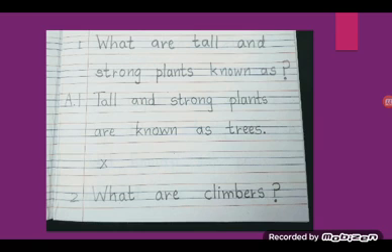After that, number 2. What are climbers? W is capital. There is a 1 finger gap between 2 words. And at the end, I have written a question mark. So, sub question 2 is, what are climbers? Let us see the answer.